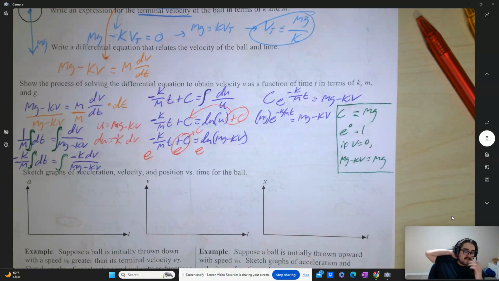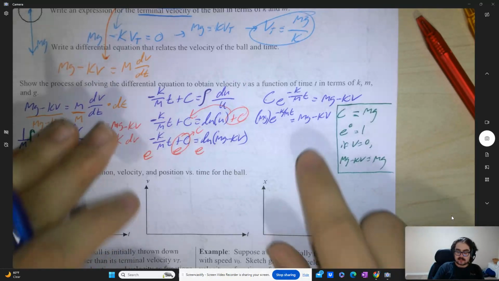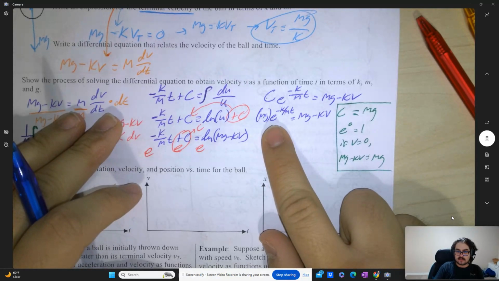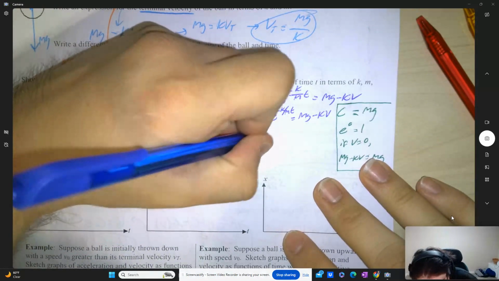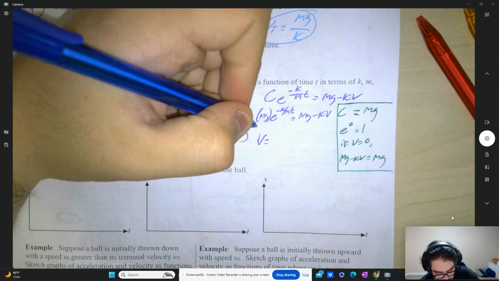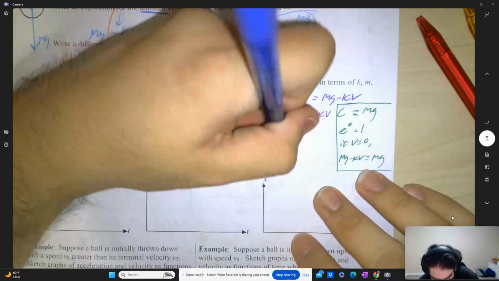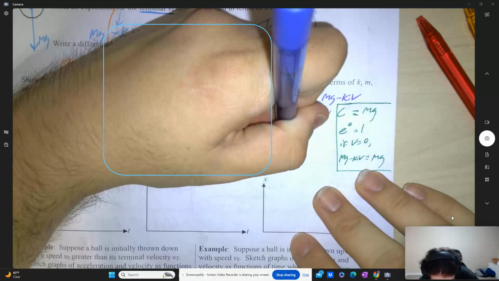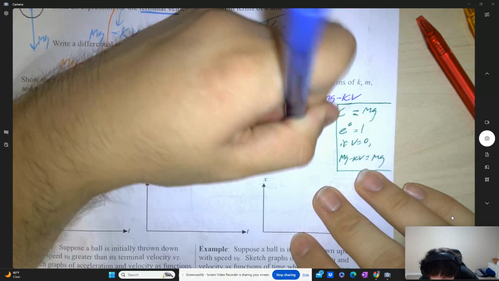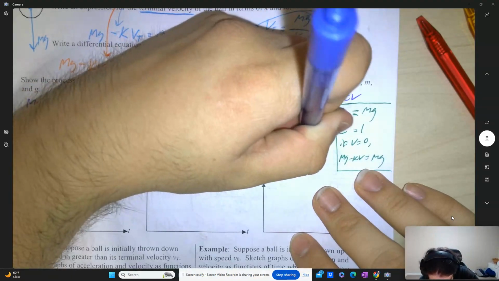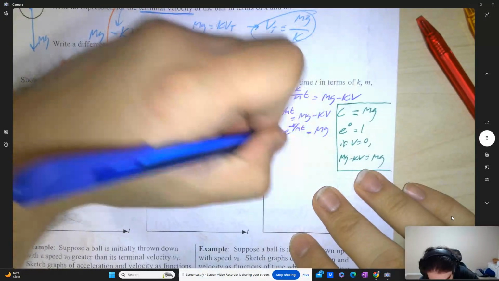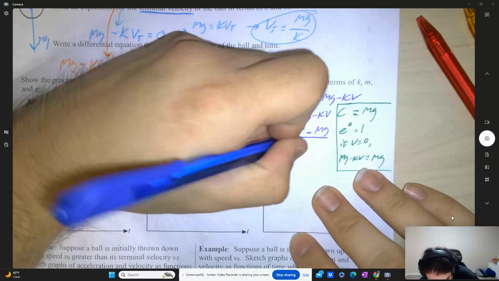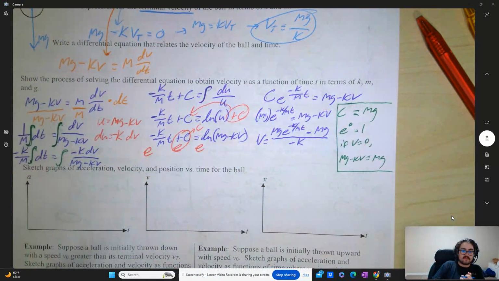I want to get v by itself, so I need to subtract mg from both sides and then divide by negative k. If I subtract mg from both sides, I will end up getting mg e to the negative k over m t minus mg, all over negative k. Now, can I write this in simpler form?